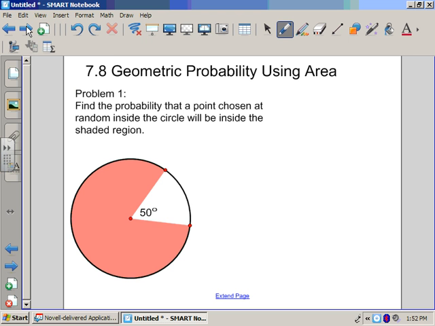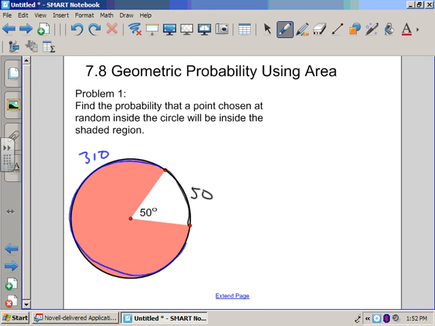This problem hopefully wasn't too hard. I've got a circle, I've got an arc here that has 50 degrees. So the arc of this shaded region must be 310 degrees, since the whole circle totals up to 360 degrees. Okay. So what is the area of the favorable region?